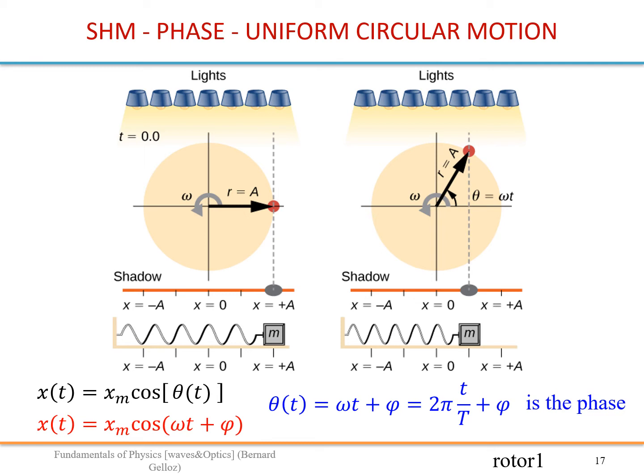Alright, now let's see the relationship between simple harmonic motion and uniform circular motion. We consider a real piece of material here, this red dot, and it is experiencing a uniform circular motion. It is illuminated by lights here, and we are looking at the shadow of that dot on this line.